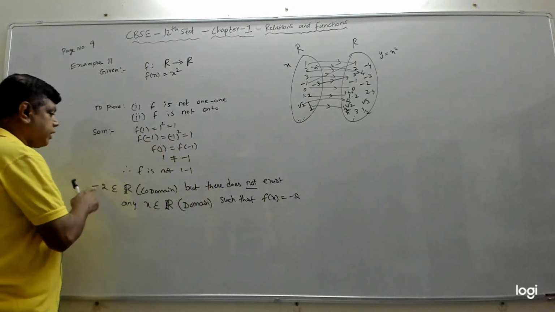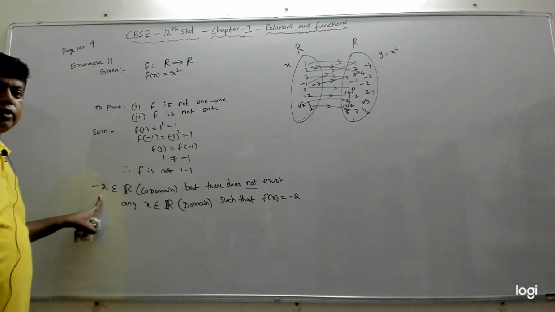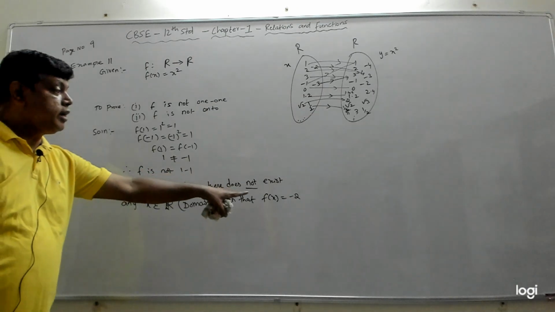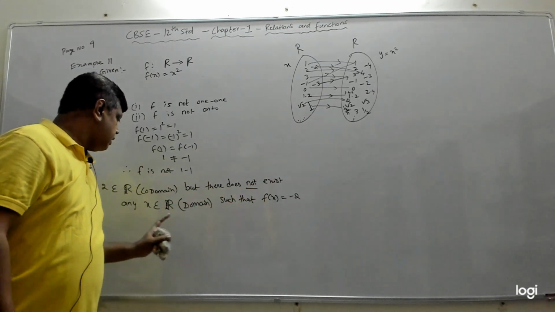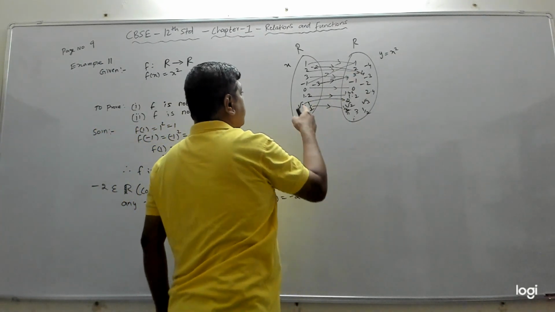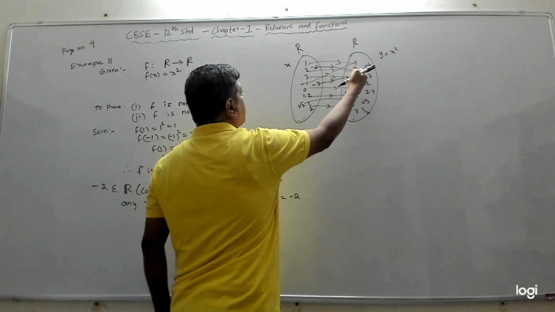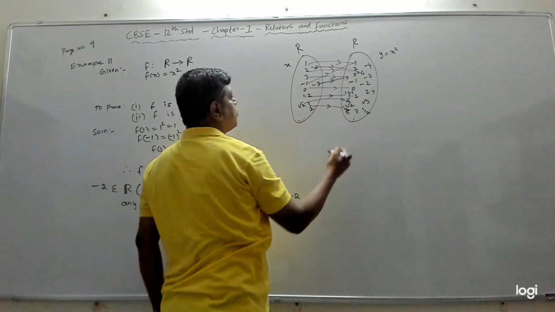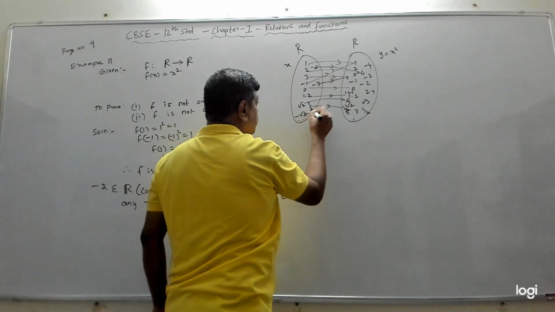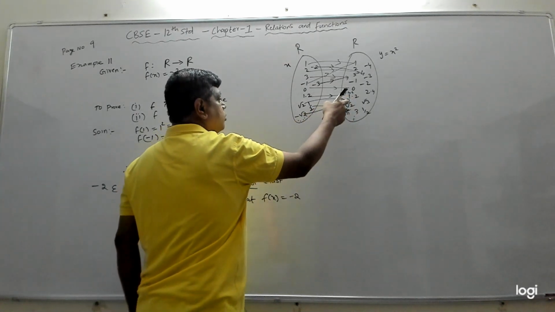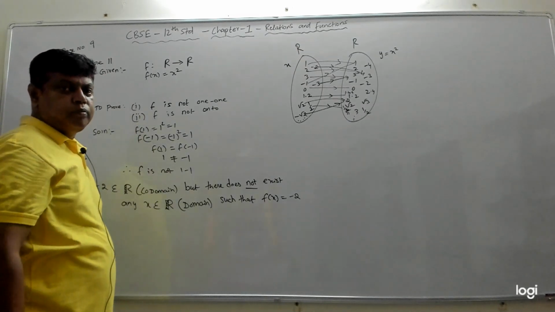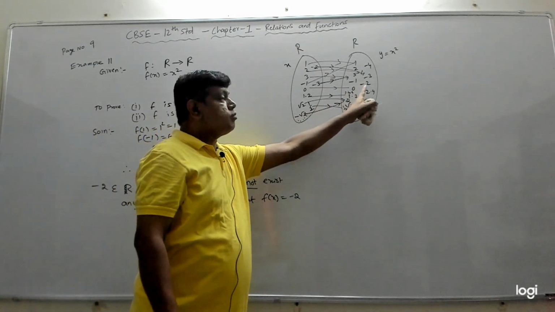f of x is equal to y, and y is -2. For this y, you cannot find any x. There does not exist any x in R such that it will go to -2. If you put -2, it goes to 4. 2 also goes to 4. If you take √2, it goes to 2. -√2 will also go to 2, because -√2 the whole square is +2. So none of them will go to -2.